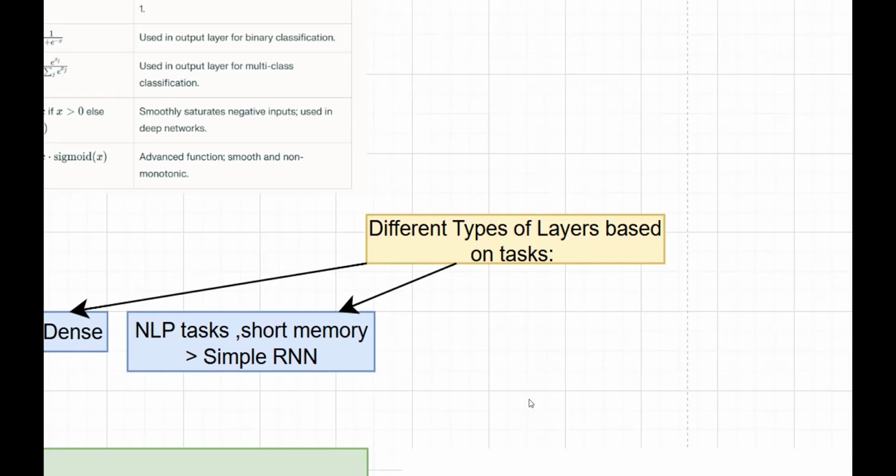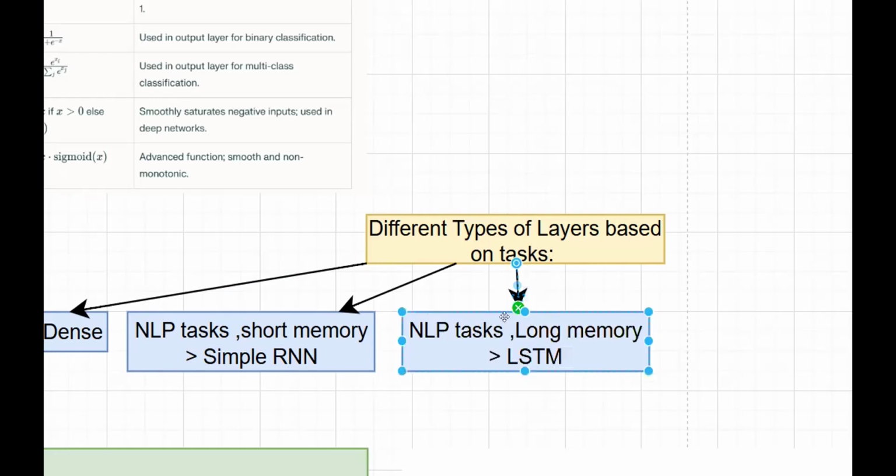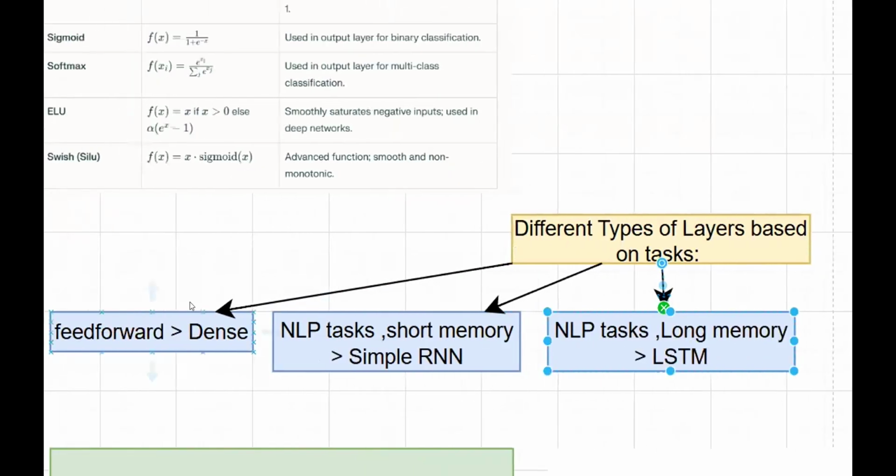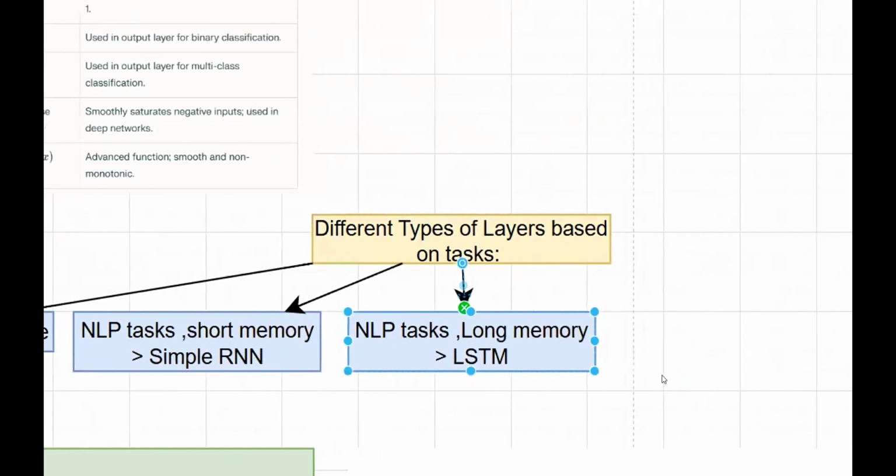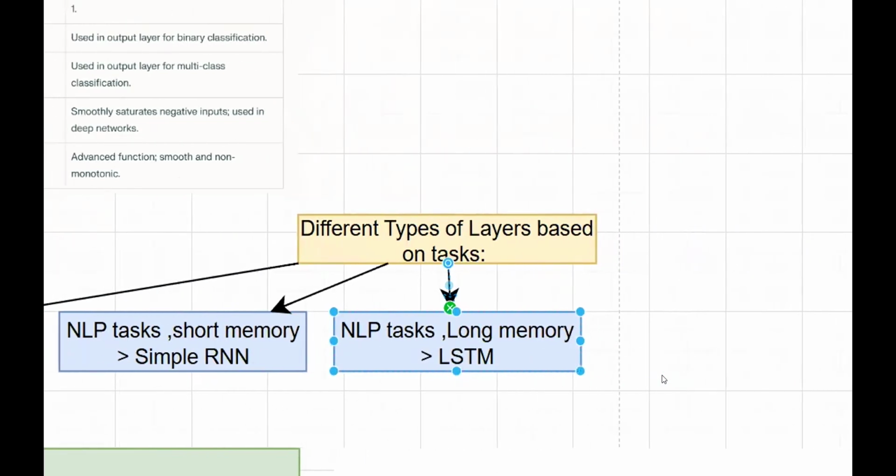In order to provide long short term memory, we use the LSTM layer. Simple RNN is one layer, dense is one type of layer, and LSTM is also another type of layer. This is a gated layer. Actually, it's a special type of recurrent layer, where it can learn long-term dependencies using gates to control the flow of information. So this is for NLP based tasks with remembering long-term dependencies.